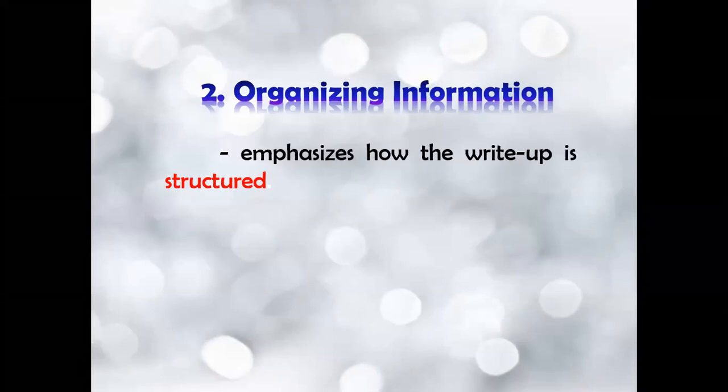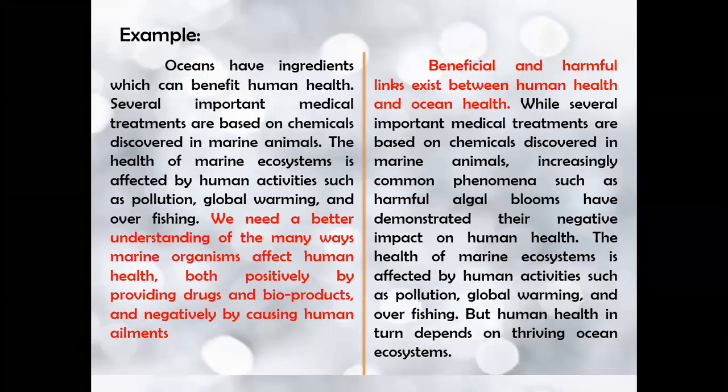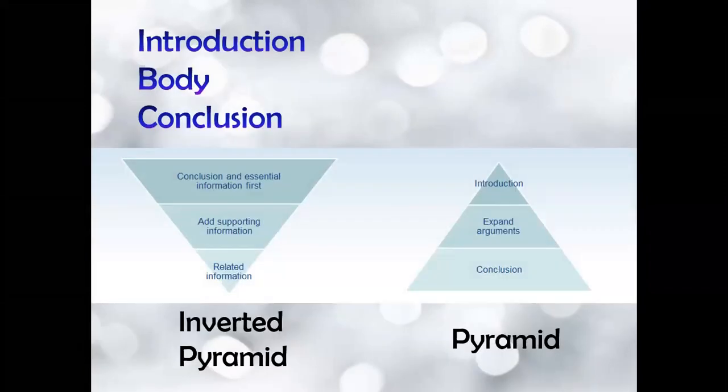Usually, we use an inverted pyramid or a pyramid. The structure is an inverted pyramid if the conclusion comes first, then the essential information, then supporting information, then related information. In the pyramid, it is introduction first, then expand arguments, and conclusion. An example of a pyramid is a thesis: it starts with the introduction and the last is the conclusion.